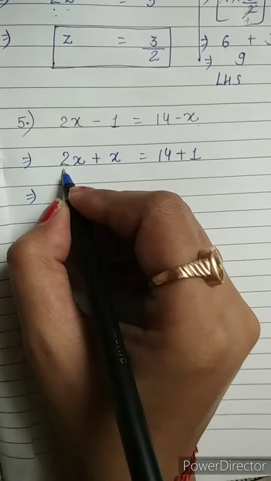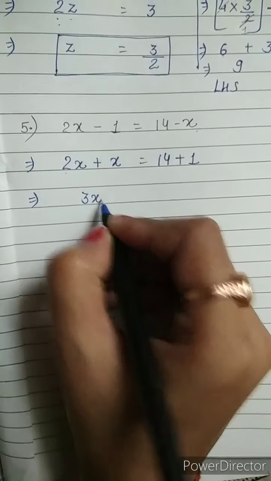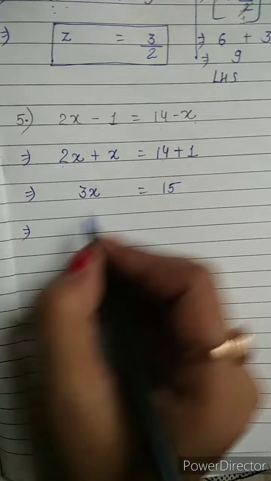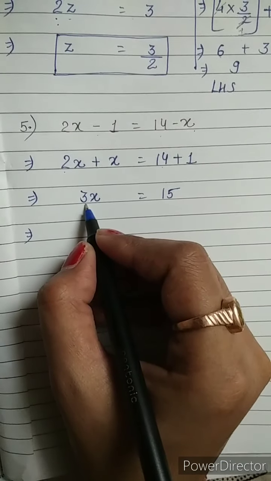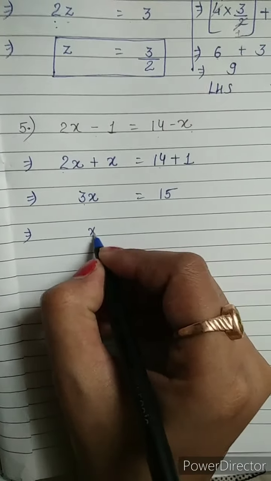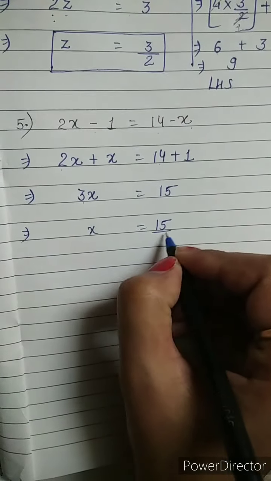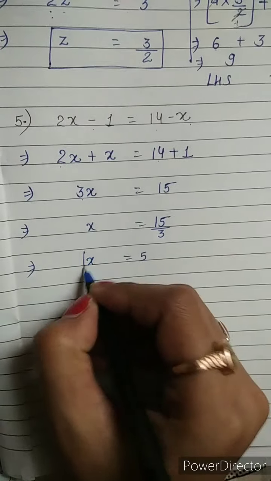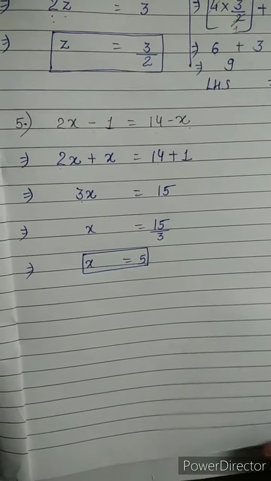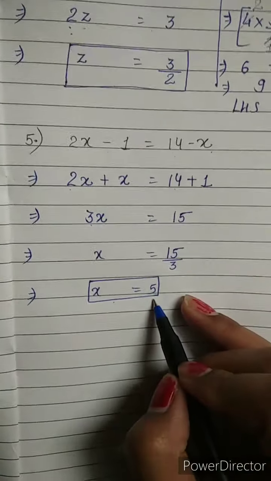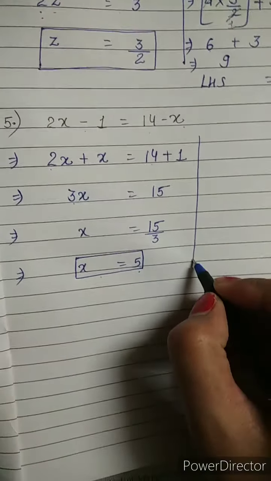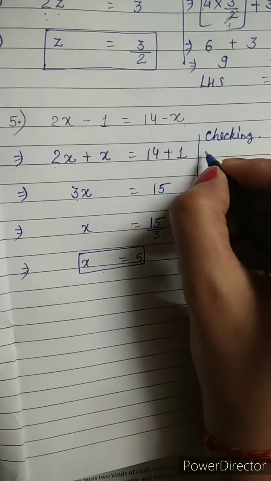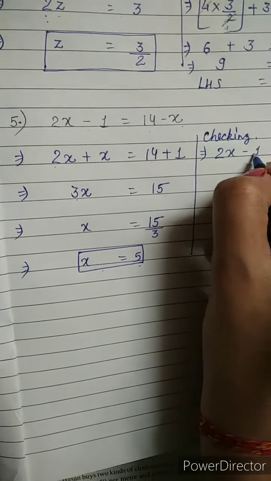Okay, 2 plus 1 is considered as 3x, 14 plus 1 is 15. Here 3 is in the multiplication, so on the opposite side it will go in the division, that will become 15 divided by 3. When we reduce it, it will be x is equal to 5. Now we have taken x value equal to 5. That means now it's time to check our answer. For doing the checking, we have to write the question as it is.